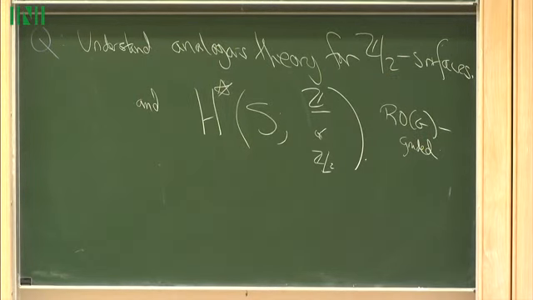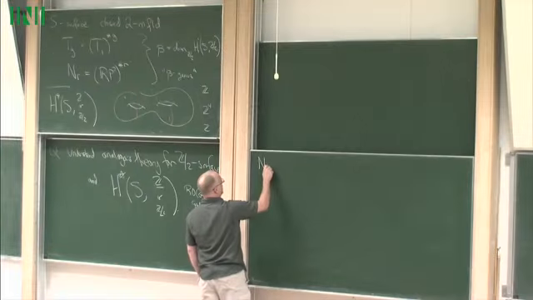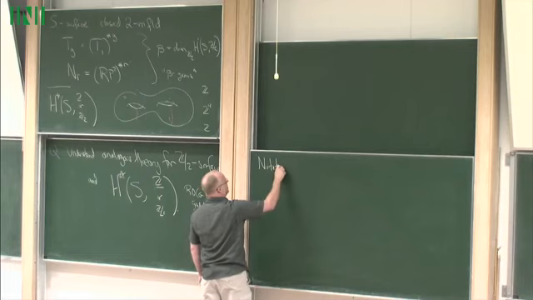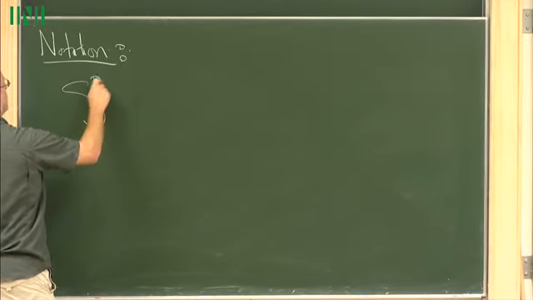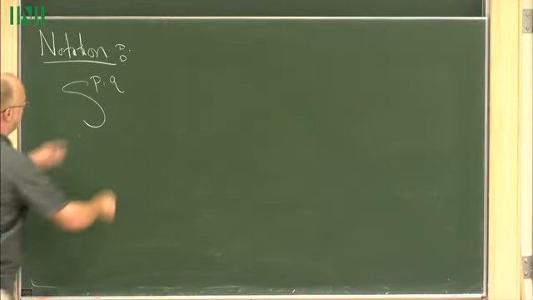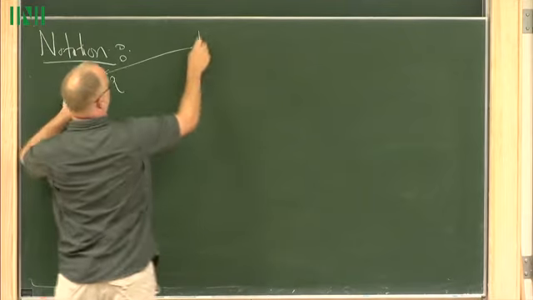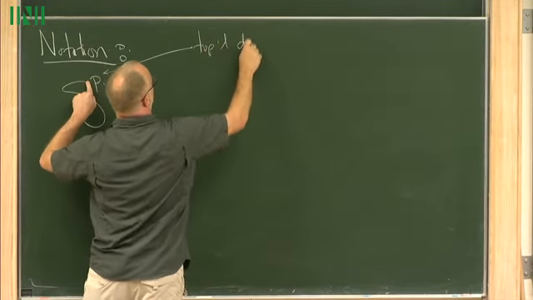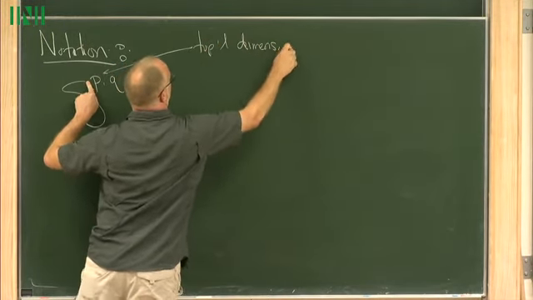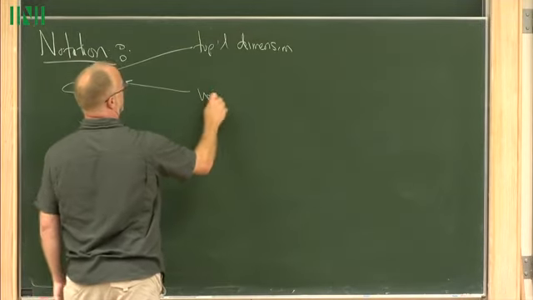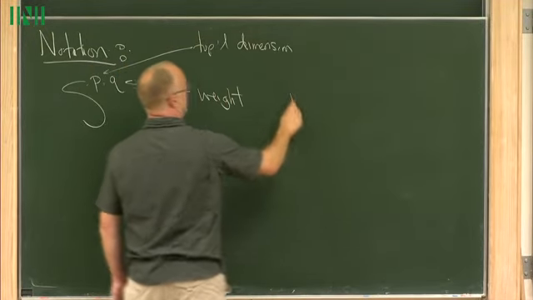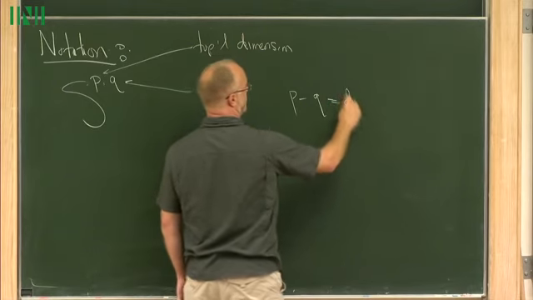So where do we start today? Just some notation, I guess. So I want to start describing these spaces with Z2 actions, and I use motivic notation. So S^{p,q} is a sphere, p is the topological dimension, and q is the weight. And so p minus q is the dimension of the fixed set.